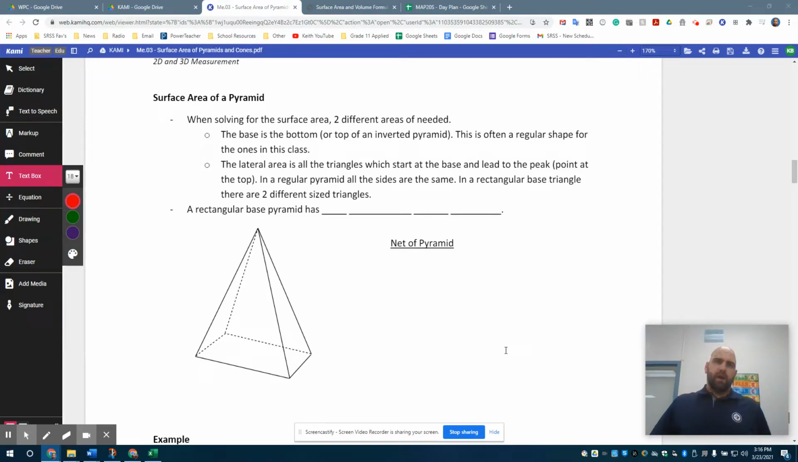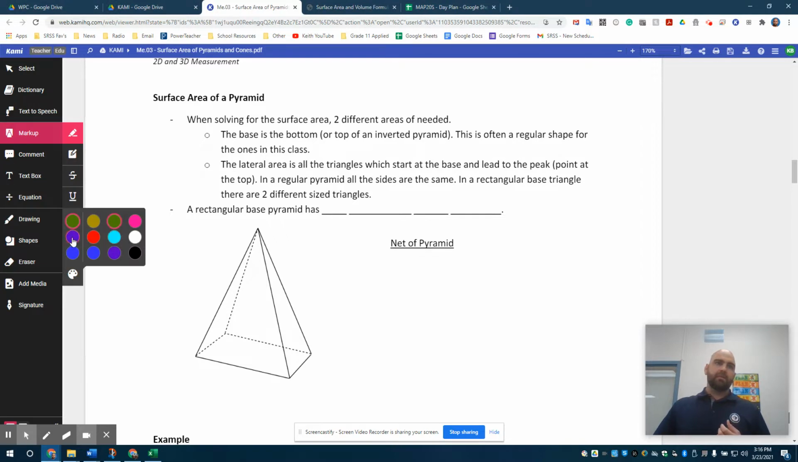Next part is, again, solving for the surface area of a pyramid. We're going to start taking a look at rectangular pyramids. So a couple things to remember here. When solving for the surface area, two different areas are needed. The base area is needed. That's going to be the bottom or the top if it's inverted. And the lateral area is needed as well.